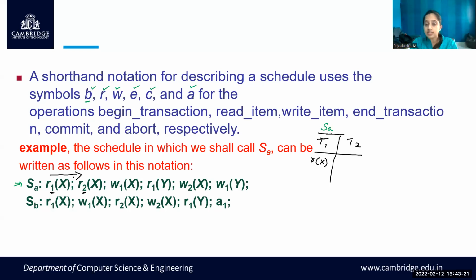After transaction 1's read operation, transaction 2's read operation should happen, right? Next, transaction 1's write operation. Then what is that? It is transaction 1's read operation itself. When you're writing in the transactions, you don't have to write 1 and 2 because you're already writing only in transaction 1. And followed by W of X in transaction 2, followed by W of Y in transaction 1.